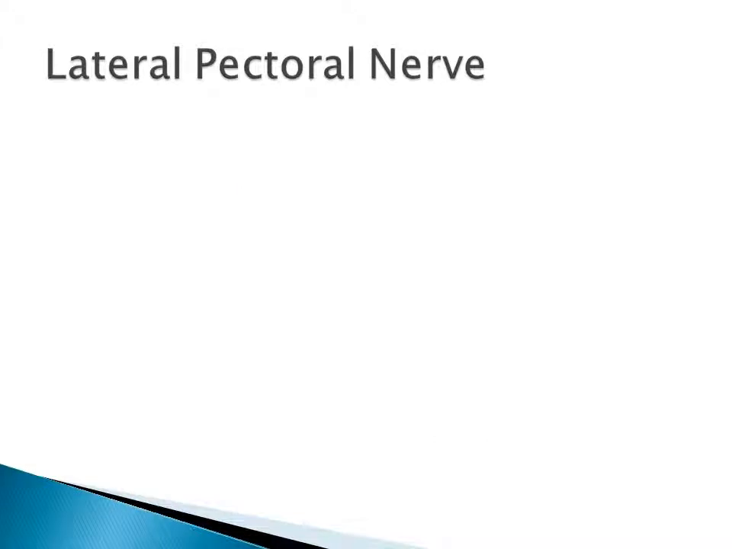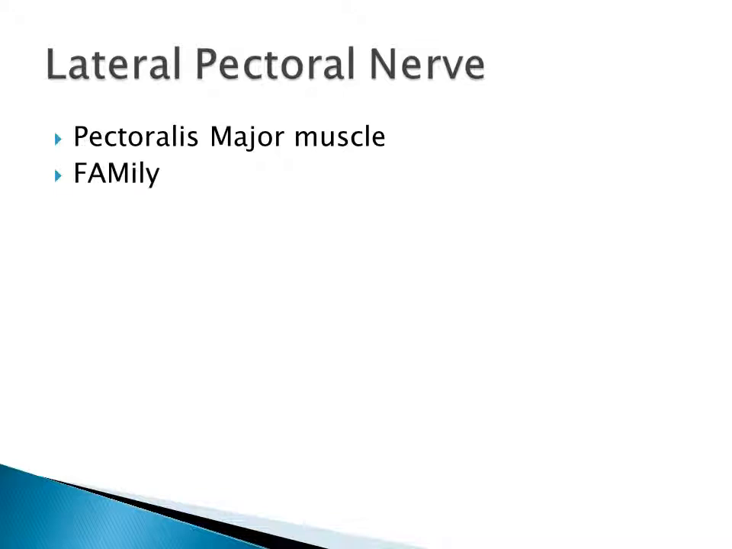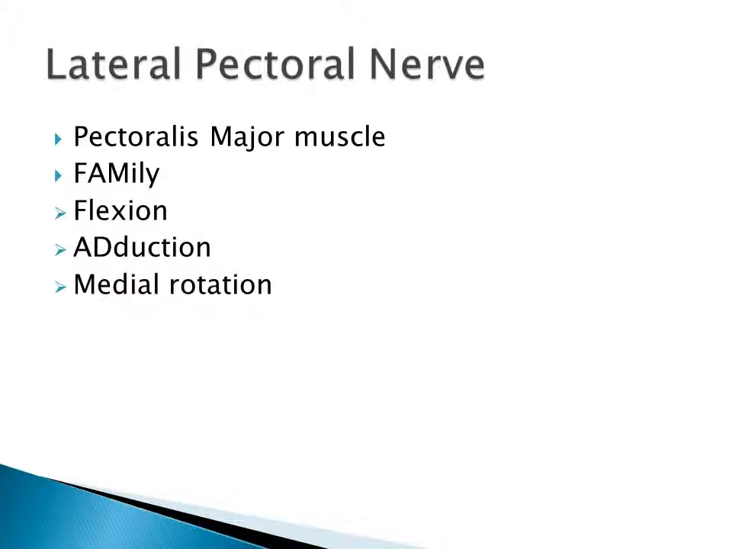The lateral pectoral nerve innervates the pectoralis major muscles. The functions of this muscle can be remembered with the mnemonic FAMILY. If you remember that we like to hug our family, and this is the action of the pectoralis major muscles, it enables flexion, adduction and medial rotation of the humerus.